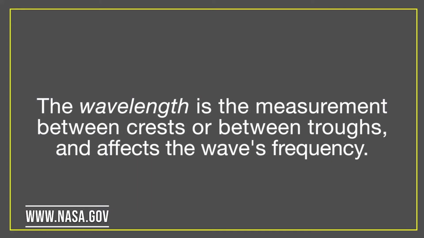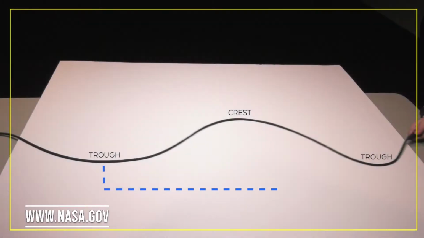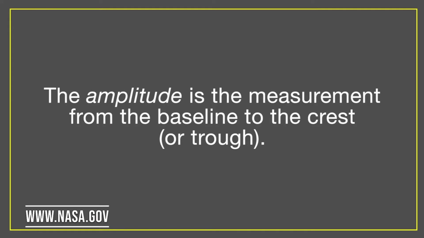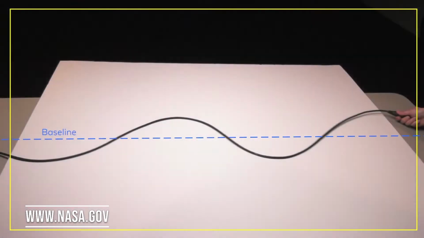Wavelength determines the sound's frequency. Wavelength is the distance between waves. A long wavelength is a low pitch, and a short one is a high pitch. Amplitude determines the loudness of a sound, and it refers to the wave's size or height.